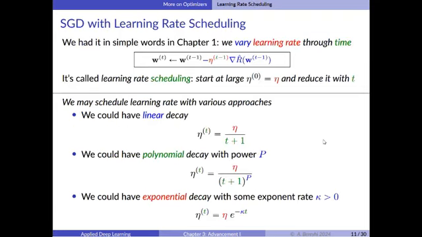If we want to have stochastic gradient descent with learning rate scheduling, it means that we vary the learning rate over time. It means that we schedule it. For example, at the start, eta 0 is equal to eta, and we reduce it with t. We can have lots of approaches, and you can see 3 approaches of learning rate scheduling here.